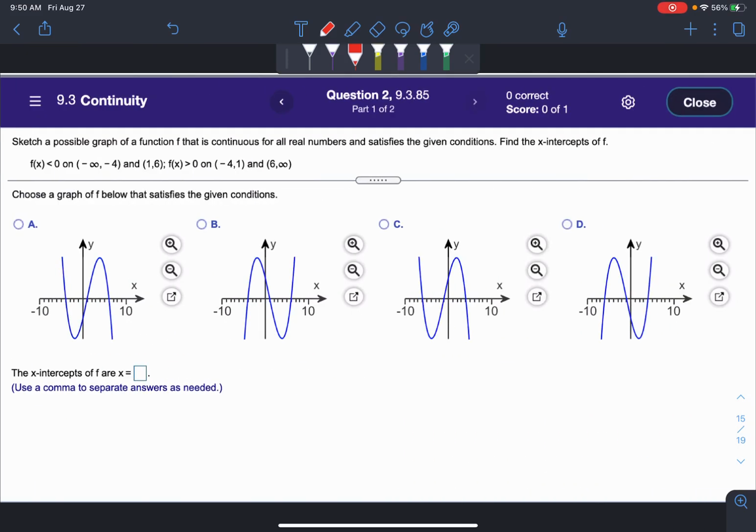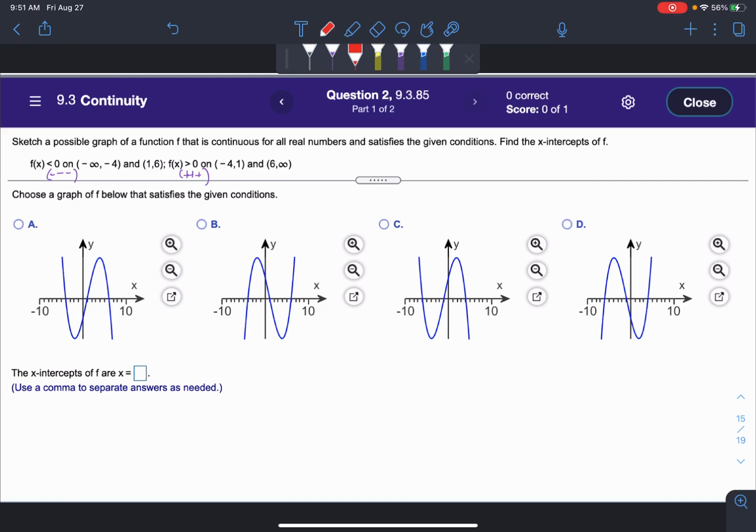All right, one more. So we now have the conditions that f is negative on -infinity to -4 and 1 to 6, and f of x is positive on -4 to 1 and 6 to infinity. So let's go through each graph, and let's do the negative first. So negative, I want my graph to be negative from -infinity to -4. Remember, these pertain to the x values.